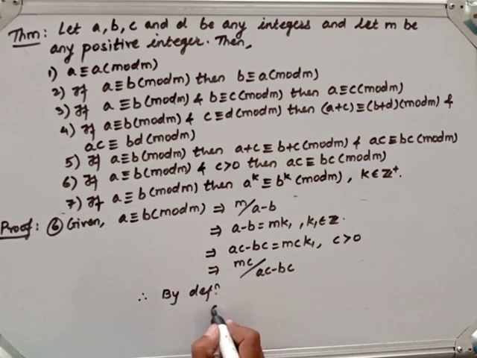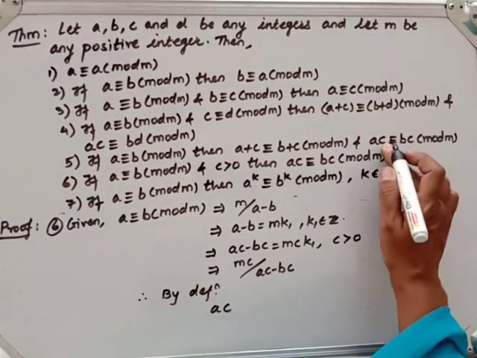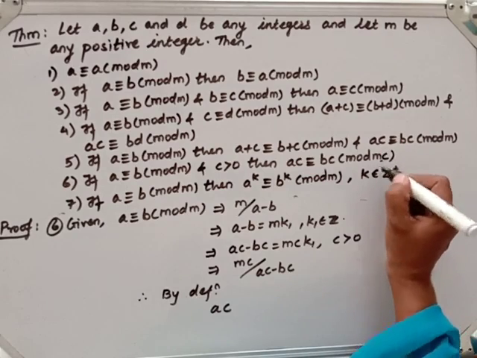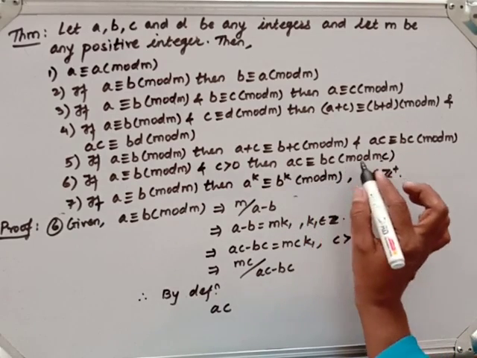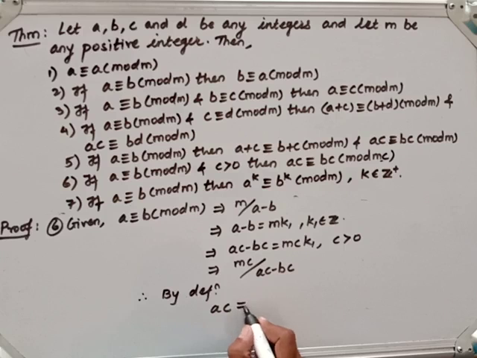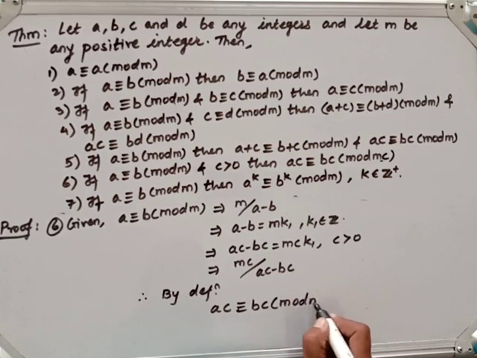Therefore, by definition, what can we write? AC minus BC, AC congruent to BC modulo MC. So AC is congruent to BC modulo MC.